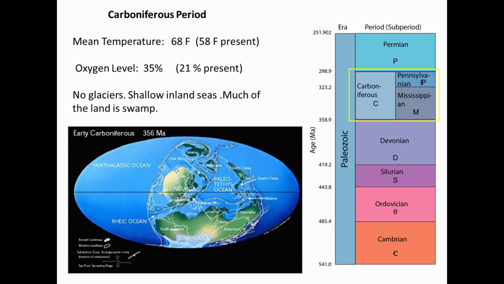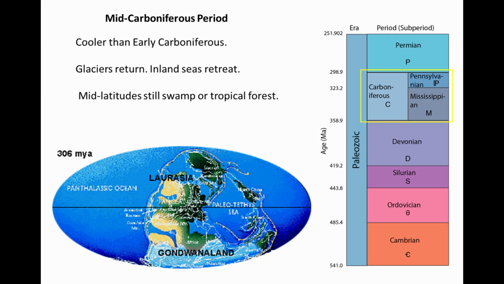With all this plant life, the oxygen level in the atmosphere climbed to 35%, much higher than the current atmospheric oxygen level of 20%. There were no glaciers, and much of the land in the tropics to the mid-latitudes were covered in swamps or shallow inland seas that teemed with plant life. Even in the mid-Carboniferous period, when some cooling caused the glaciers to return to the poles and the inland seas to retreat, the mid-latitudes and tropics were covered in swamp and tropical forest.